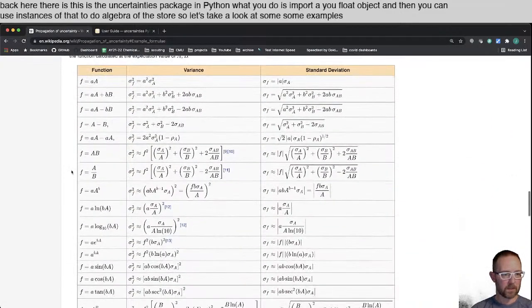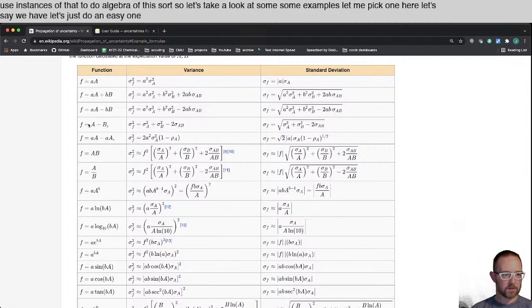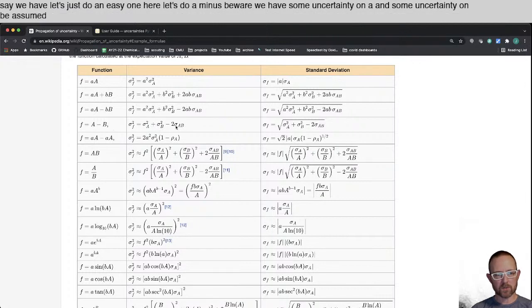Let me pick one here. Let's just do an easy one here. Let's do a minus b, where we have some uncertainty on a and some uncertainty on b. We'll assume no covariance for now, so this term will be 0. And then the sigma f is just the square root of these things.